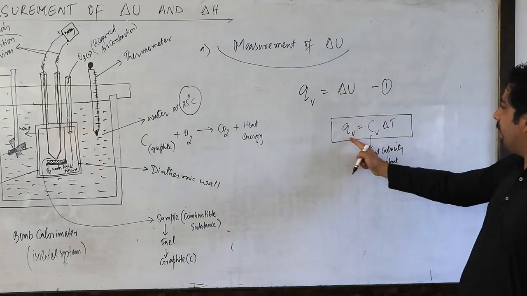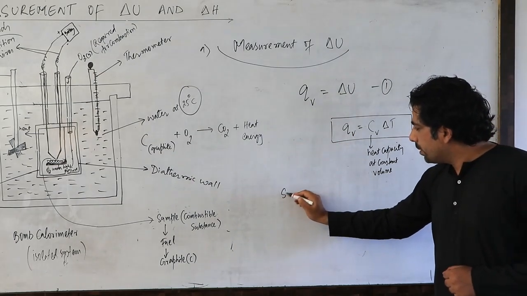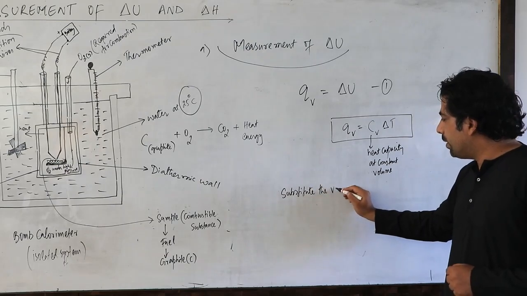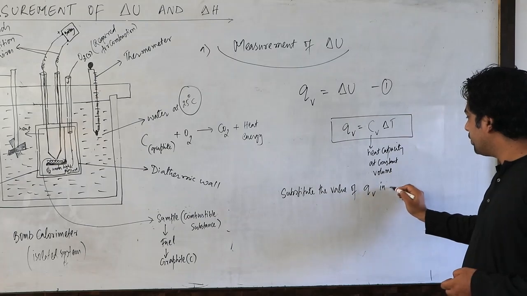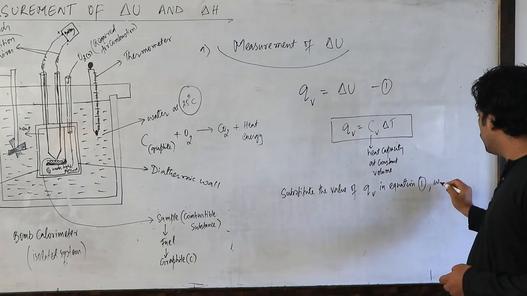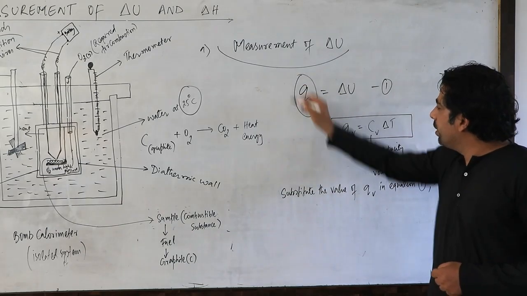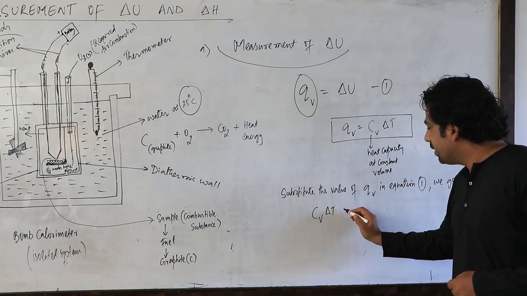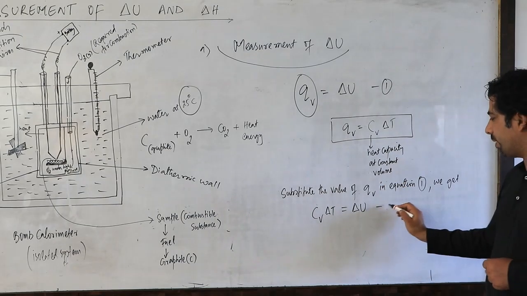So, my dear friends, let's go further. Let us substitute the value of Qv in equation 1. So we will get here, in place of Qv, we will write down Cv delta T is equal to delta U. So that is my final expression here, my dear friends.